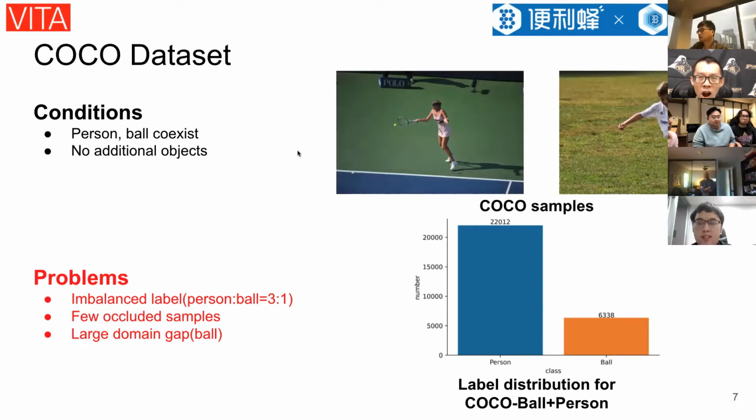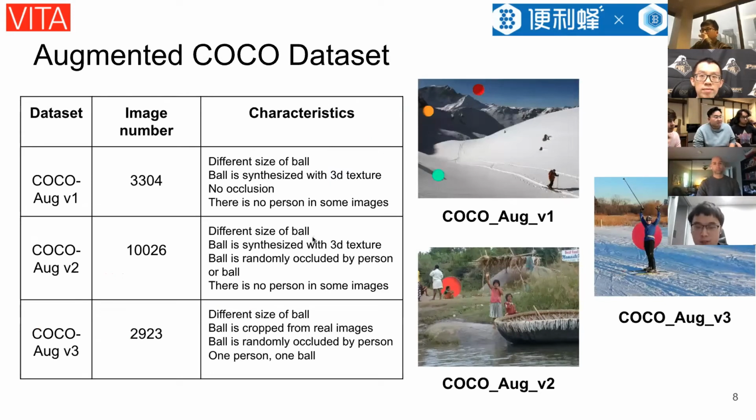But there are several problems with the COCO data set. The first is the label balance. The bottom figure is the label distribution for the COCO data set, and the number of person labels is 22,000, while the ball is just 60,000. There are also few occluded samples in the COCO data set, and the domain gap of the ball detection is larger in COCO. To solve this problem, we did some data augmentation for the COCO data set.